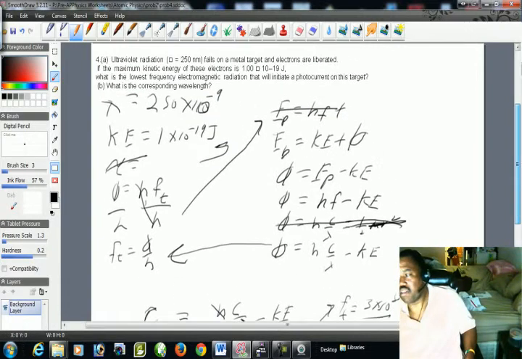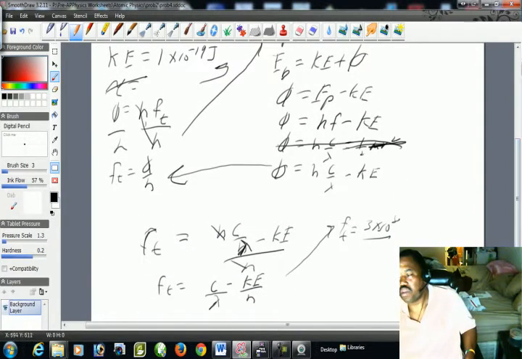Right? Cool. That tells me f_T. I get my hand calculator, and I get 1.5 times 10 to the 5 hertz.